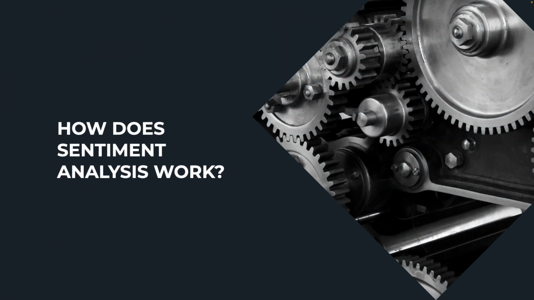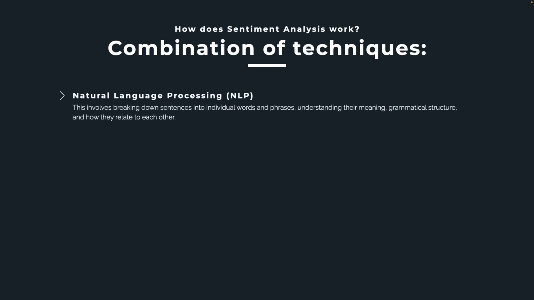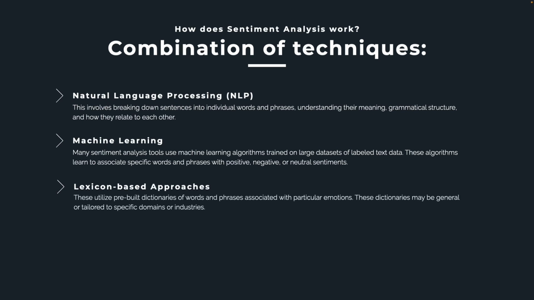How does sentiment analysis actually work? Well, there's a number of different concepts and techniques that are used in sentiment analysis. The first is natural language processing that we've already talked about, and that's about understanding the individual words and phrases, their meaning, the structure, and how they relate to each other. Machine learning algorithms are also used in sentiment analysis, and lexicon-based approaches, typically used on pre-built dictionaries that are particularly designed for specific domains or industries.